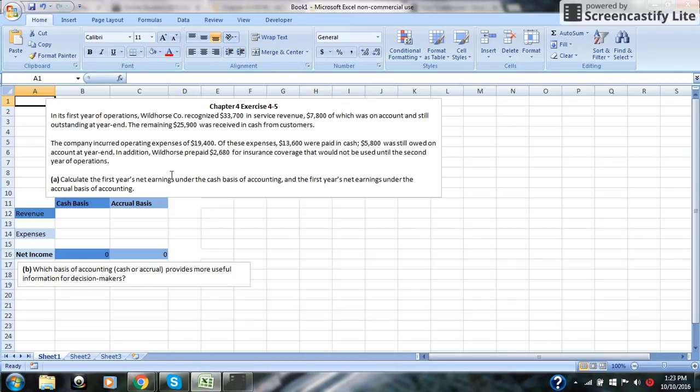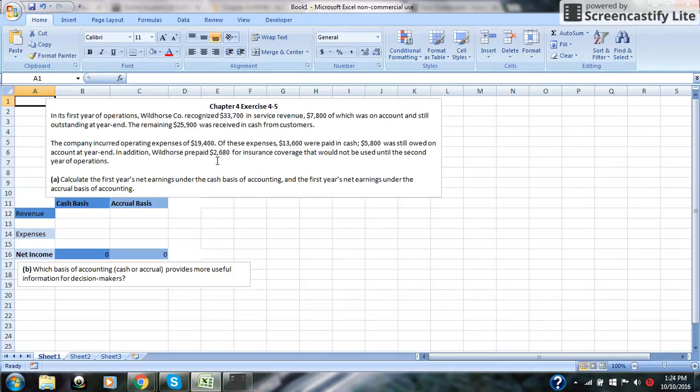In addition, Wild Horse prepaid $2,680 for insurance coverage that would not be used until the second year of operations. So then it asks us to calculate the first year's net earnings under the cash basis of accounting and the first year's net earnings under the accrual basis of accounting.